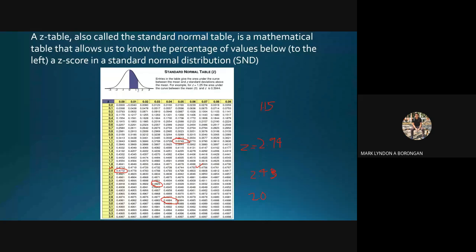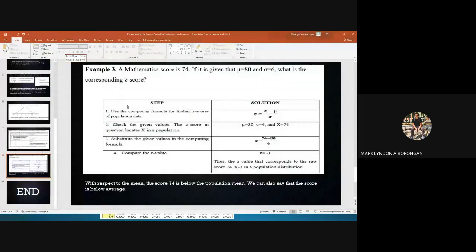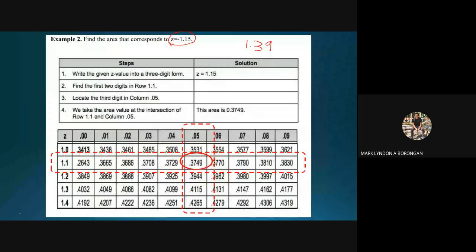This is the connection to the previous topic. The previous topic was to determine the z-score. Once you determine the z-score, you will now find the area under the normal curve. That is all, guys. I hope it is clear. Are there any questions?